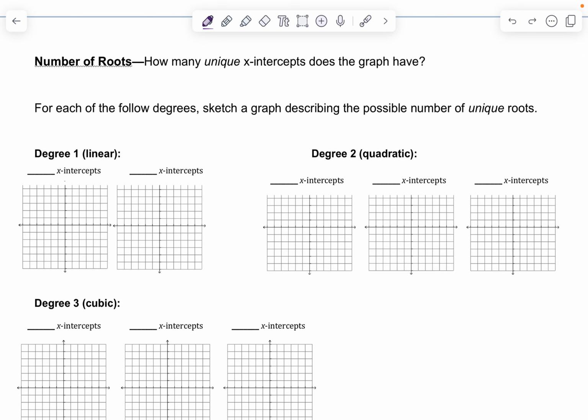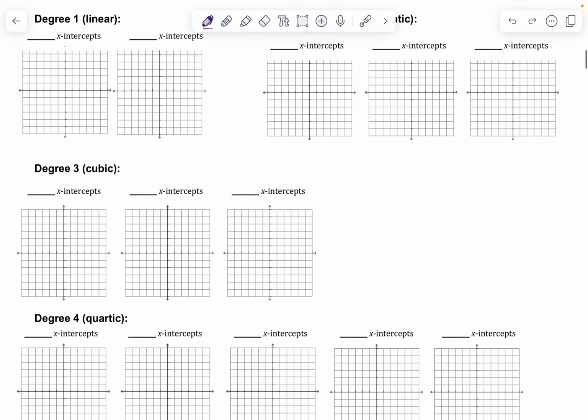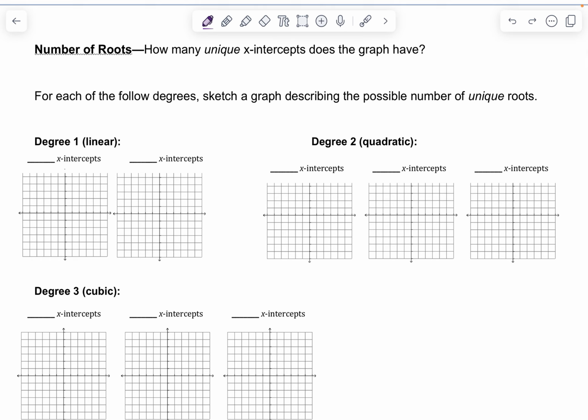So next up for this second lesson here, we're going to look at roots. Looking at these roots, how many unique x-intercepts does the graph have? I'm going to do some sketches here of some different types of graphs, some linear, quadratic, cubic, and quartic, okay? And then we're going to look at the unique x-intercepts, and then we'll connect it all together and see what this means.